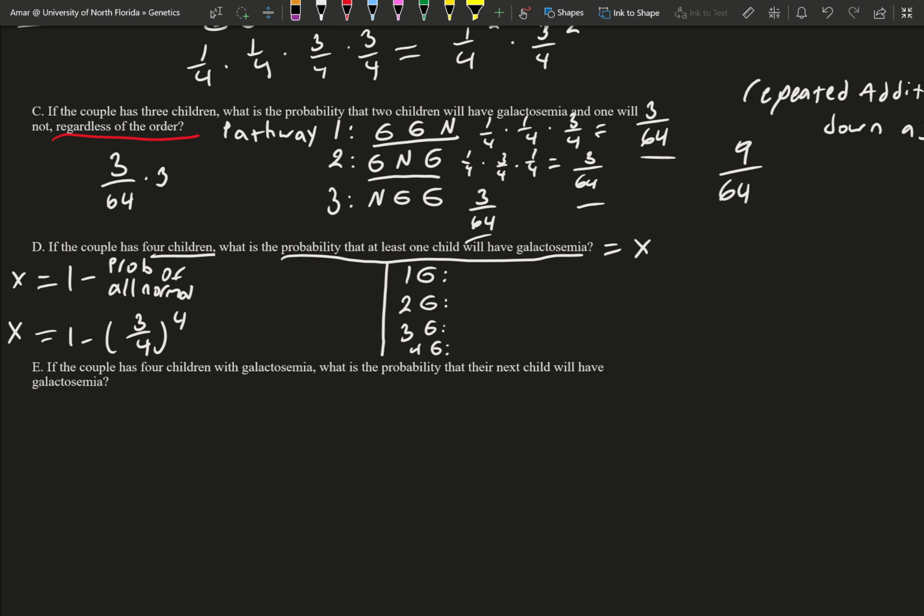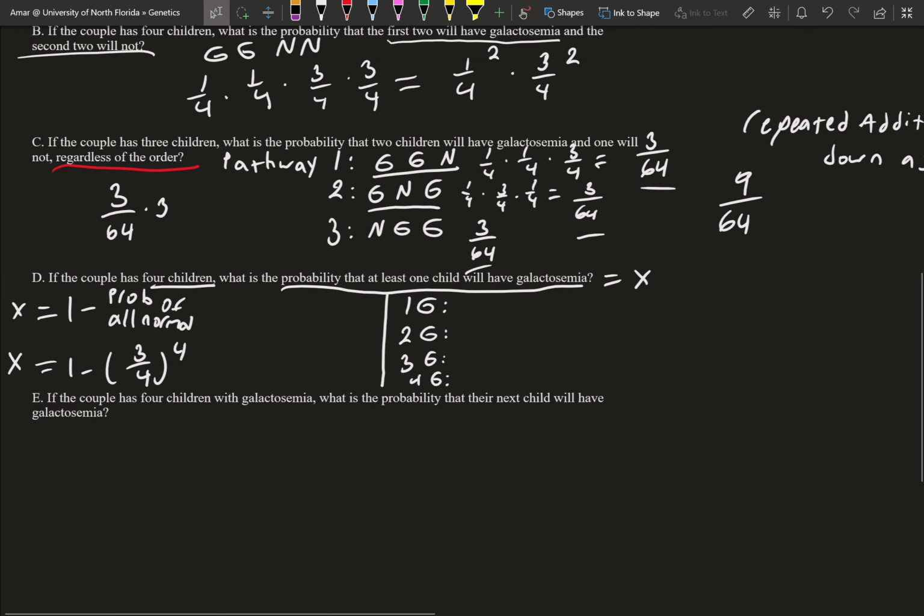So basically what I've written down here is that you can have one person that has galactosemia out of 4, 2 out of 4, 3 out of 4, or 4 out of 4. So with 4 out of 4 individuals that have galactosemia, this one's fairly simple. It's essentially 1 over 4 to the 4th power, right, because there's only 1 possible combination of you getting galactosemia. Okay?